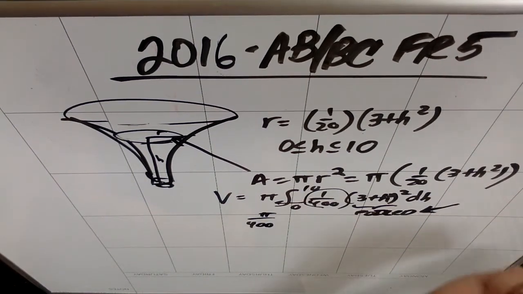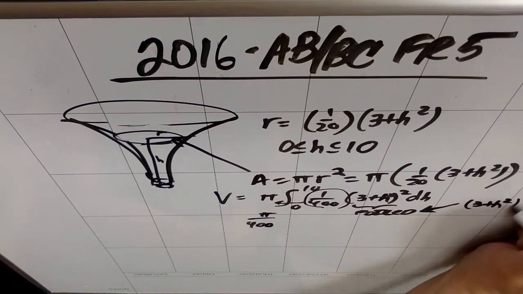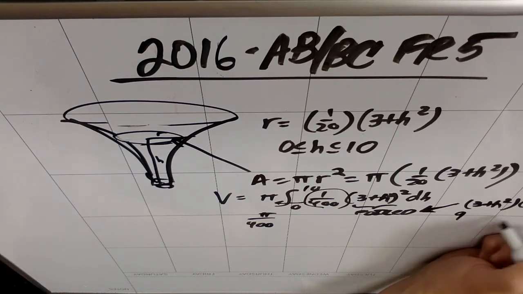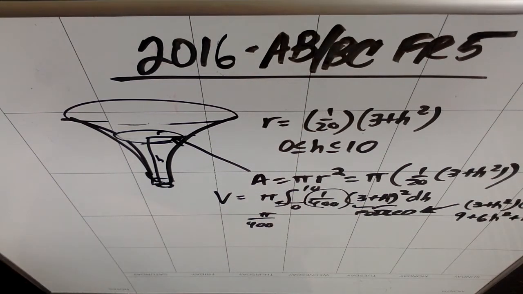When I FOIL this out, and it's up to you where you show the work for that because maybe you don't need work. When I FOIL out 3 plus h squared times a 3 plus h squared, my first is going to be a 9. Outer and inner will both be a 3h squared, so that's a 6h squared. And last will be an h to the 4th. It's up to you if you want to reorder this and put this in more standard form where the h to the 4th is at the front.